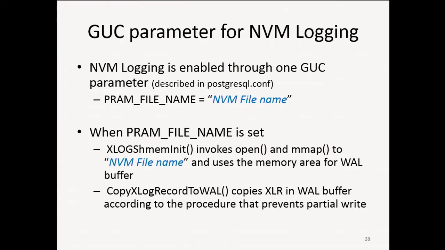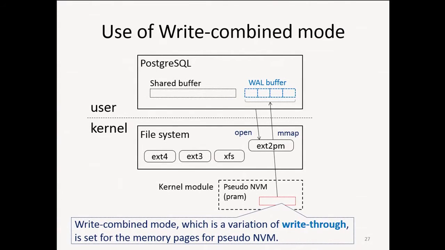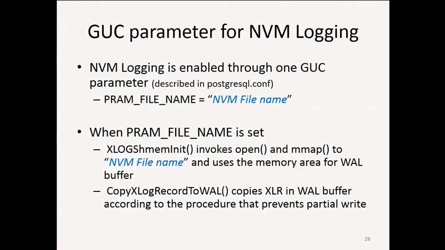And this is just a little bit trivial thing, but a new GUC parameter is added to the prototype. That is, the NVM PRAM file name. When this GUC parameter is set, the NVM logging mechanism is activated. When the parameter is not specified, the behavior is the same as that of the original PostgreSQL.